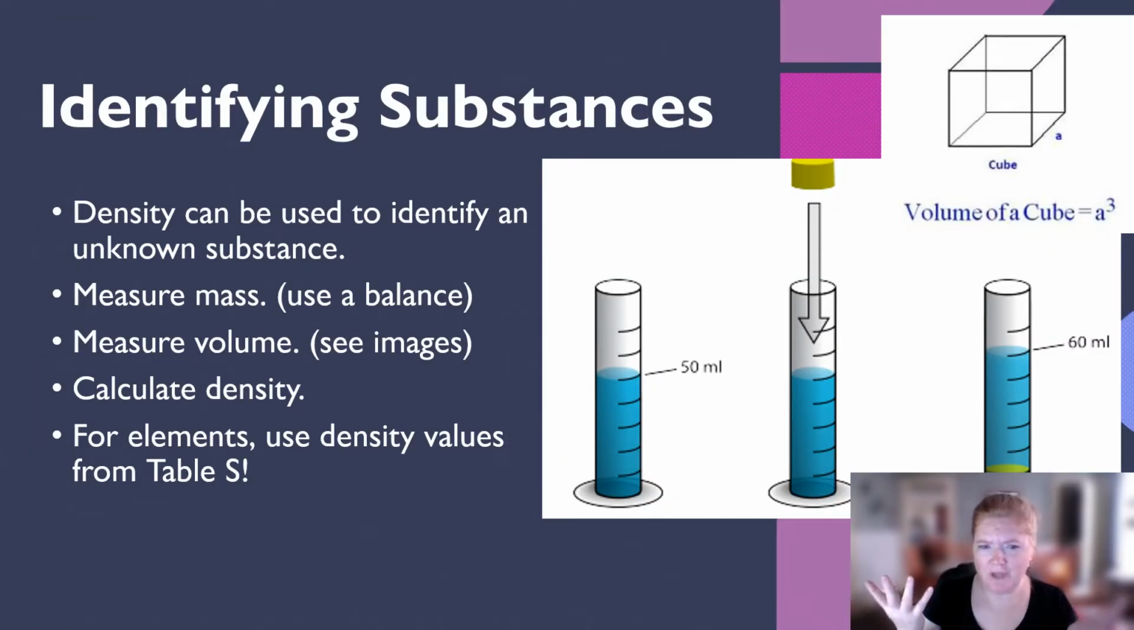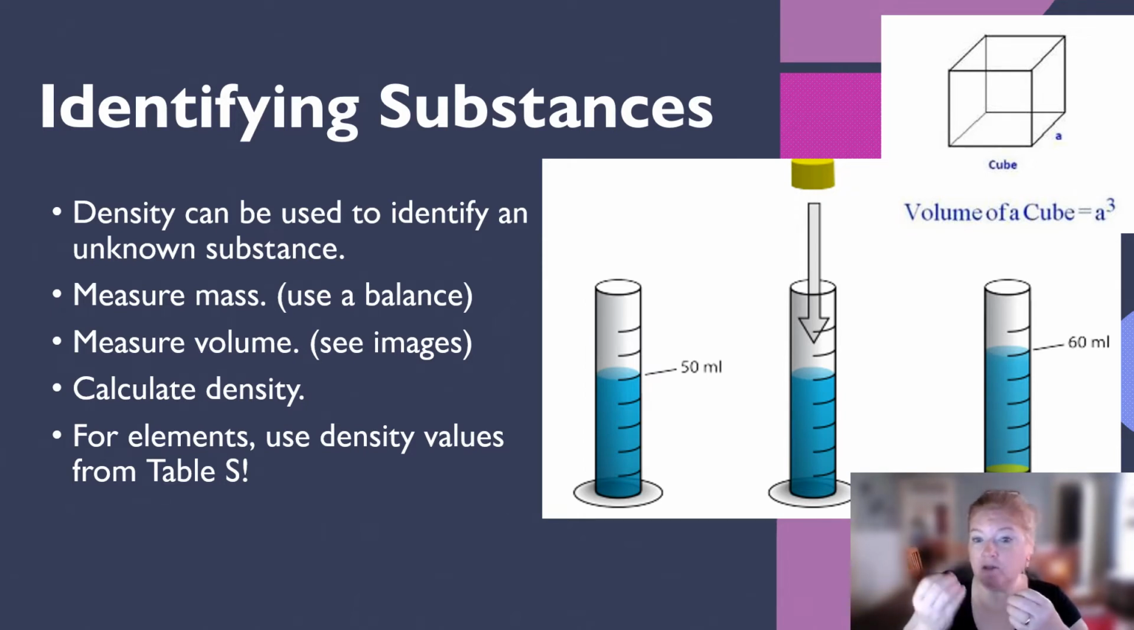So how would you do that? Well, for example, you could take an unknown sample of matter, measure the mass on a balance, and then we could measure the volume. One of two ways. If you have something that's a cube, you could just measure one side of the cube, calculate the volume, right? Because the volume is length times width times height, so you would essentially measure one side and then cube that number, because that would be length and width and height.